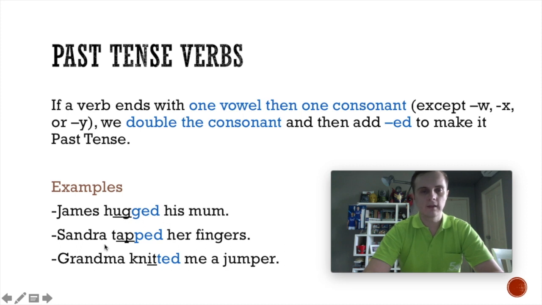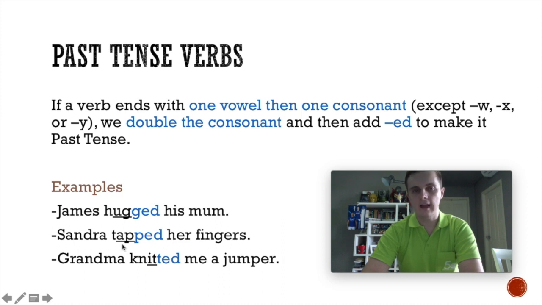H-U-G-G-E-D. Sandra tapped her fingers. Again, at the end, we've got one vowel, A, and one consonant, P. We double the consonant, add ed: tapped, T-A-P-P-E-D.